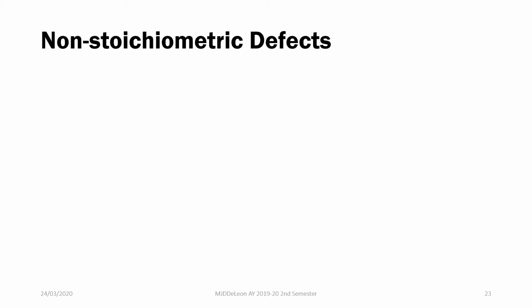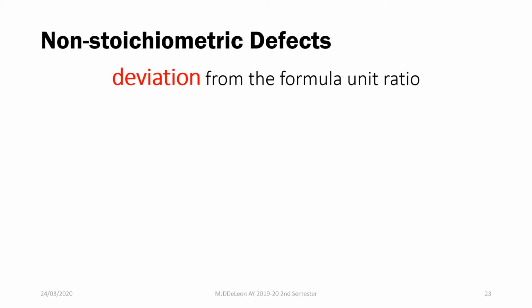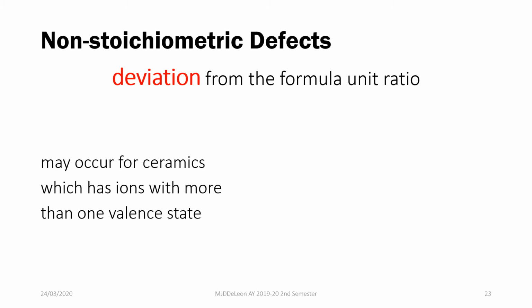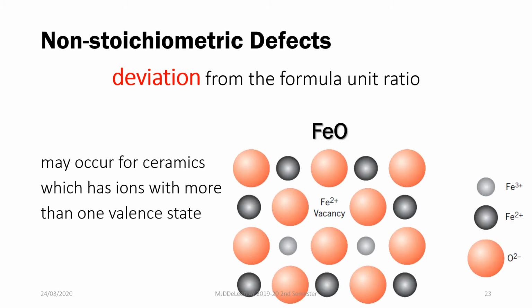So we also have what we call non-stoichiometric defects in our ceramics. Non-stoichiometric defects means that there will be a deviation from the formula unit ratio or the crystal chemistry of your structure. So this may occur for ceramics which have more than one valence state for their cations or maybe their anions. So an example is iron oxide.